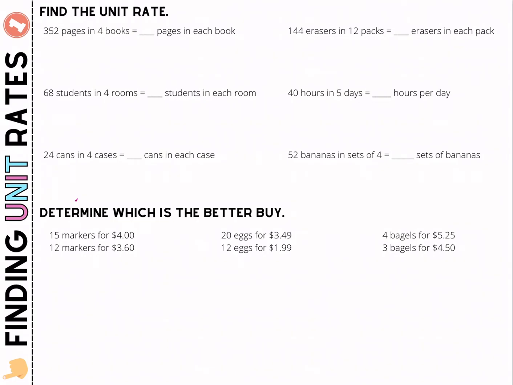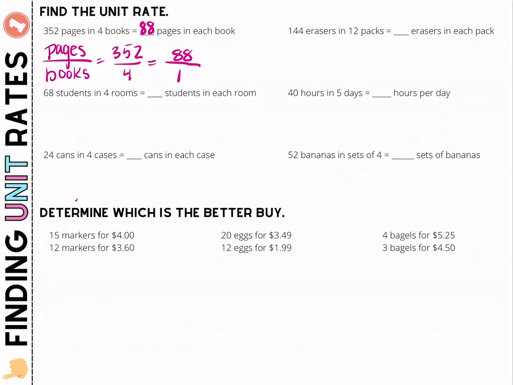Now, you don't always have to write everything out. I'm not going to write it out on every problem, but for some of these I will. So for example, 352 pages in 4 books. So I have pages over books, which is 352 over 4, and we want to know how much in one book. So I do the division, 352 divided by 4, and I get 88. So in one book, there's 88 pages, okay?